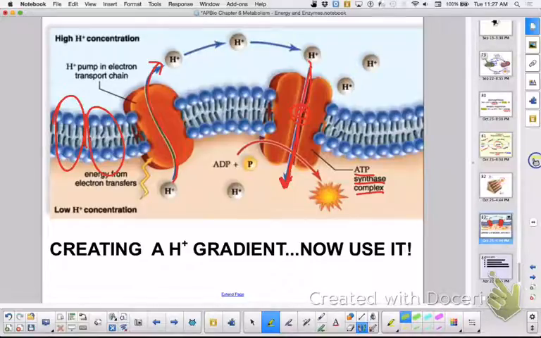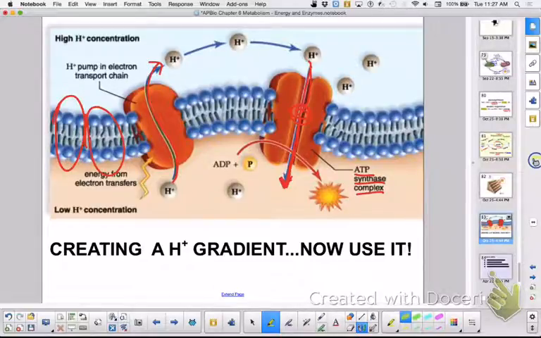Yes? I know you said that once the hydrogen ions come back in, that's when the ATP is made. But how? I think John was saying that phosphate comes with the hydrogen, but can you explain how the coming in of hydrogen ions makes ATP? Oh, okay. That's the next part. So let me finish and then we'll see if we answer that question.